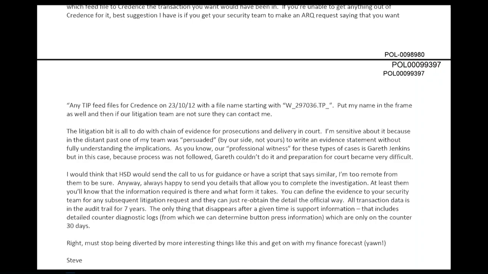Is that paragraph a reference to Anne Chambers and the Lee Castleton case? It is, yes. You say, in the distant past, one of my team was persuaded by our side, not yours. You're here corresponding with Andy Wynne of the Post Office. Correct. And so our side means Fujitsu, your side means Post Office. It does, yes.